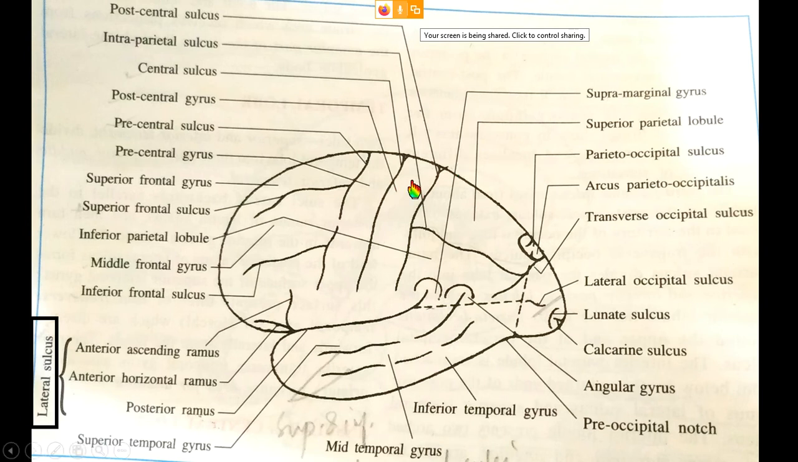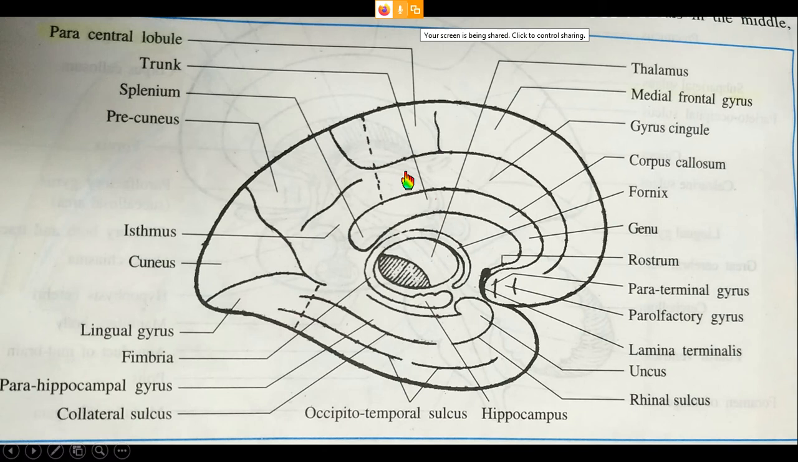So what we have seen is the central sulcus, already discussed, and this is the post-central sulcus. Between the central and the post-central sulcus is the post-central gyrus. You can identify it over here. This post-central gyrus is extending onto the medial surface, exactly in the posterior part of the paracentral lobule. The anterior part of the paracentral lobule is occupied by the precentral gyrus, and the posterior part by the postcentral gyrus.